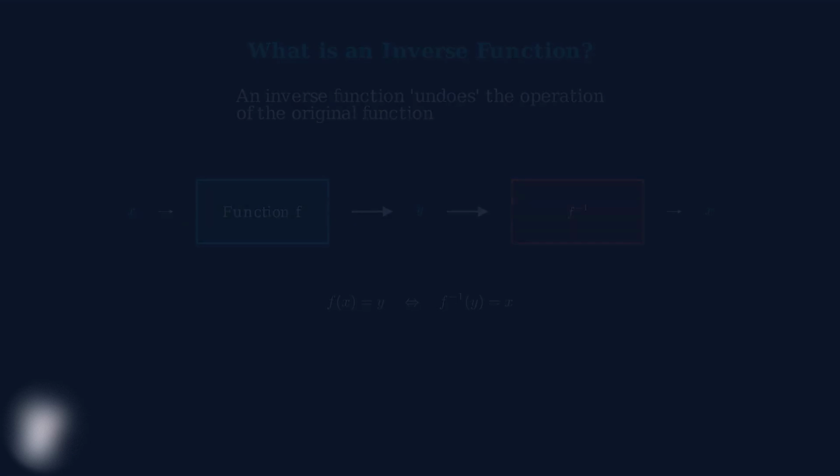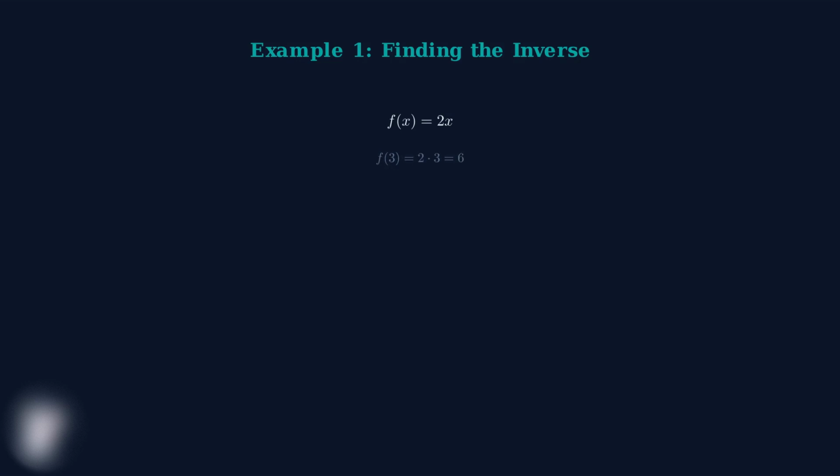Now let's see this concept in action with 3 concrete examples, starting with the simplest case. Example 1, consider the function f of x equals 2x. This function doubles any input value. For example, if we input 3, the function outputs 6. The function doubles the input.